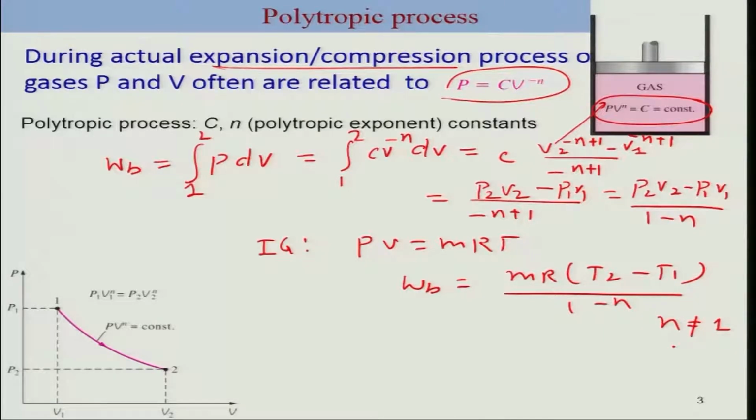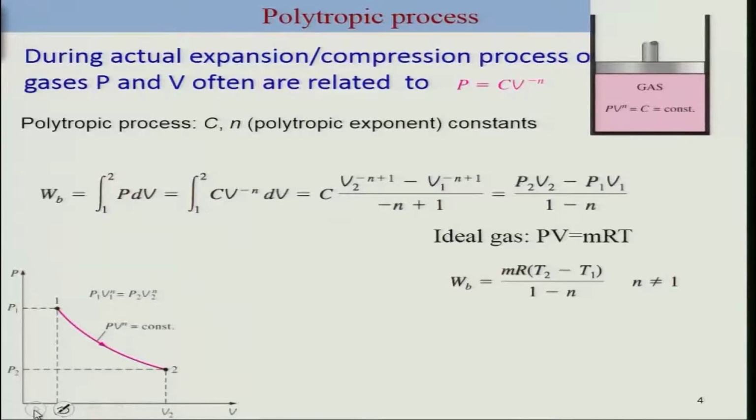Okay, so this is the typical PV diagram process path for such a system. Of course, it depends on the value of n, and we are going to discuss the effect of n on the work by considering different values of n. I will illustrate in an example.